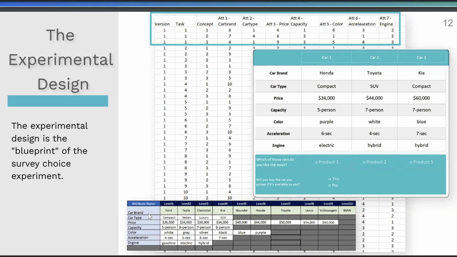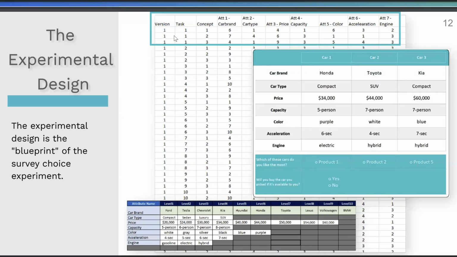Well, what is that? Let's look at that grid. Here are my brands, level 1, 2, 3, 4, 5, 6, 7, 8, 9, 10. And the 6th one is Honda, the 7th one is Toyota, and the 4th one is Kia. And that's exactly what it shows. On the first concept, it shows Honda. Second concept, it shows Toyota. And the third concept, it shows the 4th one, which is Kia. That's really what the experimental design basically codes for.